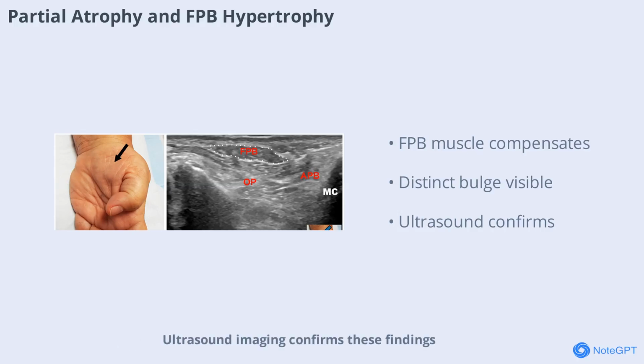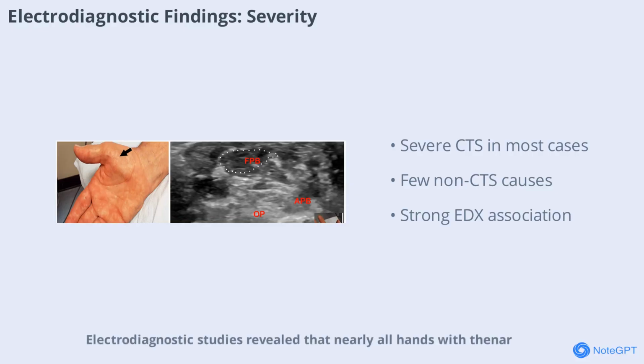Ultrasound imaging confirms these findings, showing a distinct bulge of the FPB muscle amidst the atrophic thenar region. Electrodiagnostic studies revealed that nearly all hands with thenar atrophy showed severe median nerve entrapment at the carpal tunnel. Only a small number of cases had mild or moderate findings. In rare instances, atrophy was due to other causes, such as rheumatoid arthritis or cervical radiculopathy. These results underscore the strong association between severe CTS and thenar muscle atrophy.